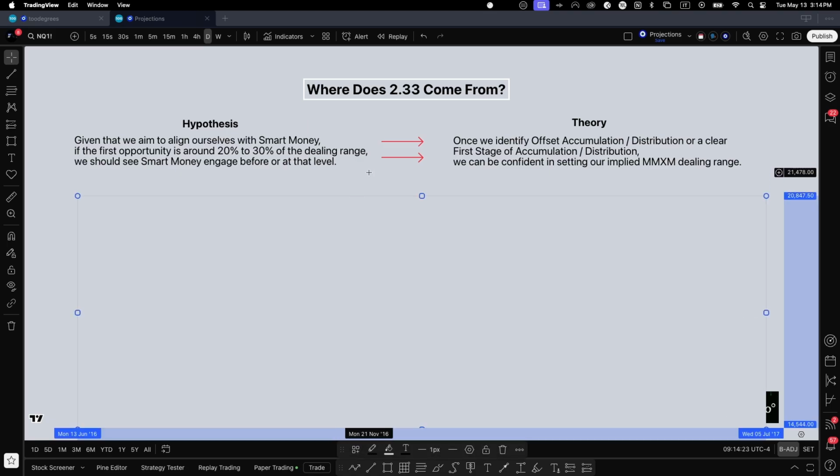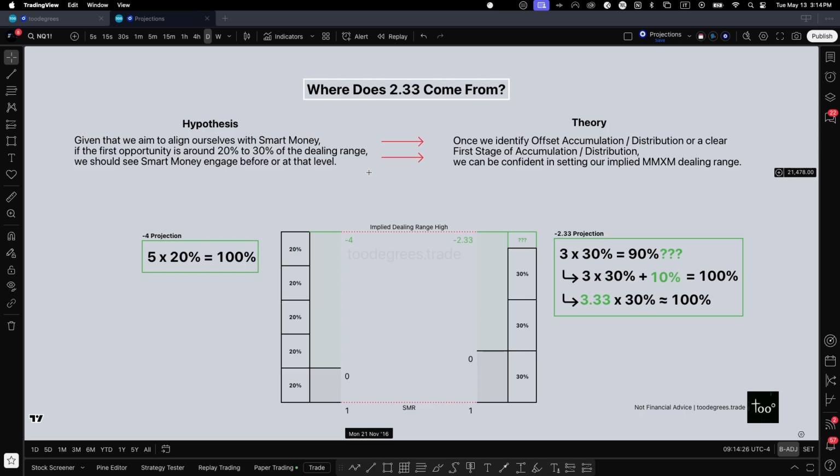So where does the 233 come from? This is where it comes from. It's actually like third grade math. All it's saying is that if we're between 20 and 30% of the dealing range, and we have offset accumulation or distribution, or a first stage of accumulation or distribution between 20 and 30%, it means that if it's exactly 20%, we multiply that range by 5 and we get 100% of the implied dealing range. For everyone that wonders where the -4 standard deviation comes from, this is it. People measure that little area with a 0 and the 1, so it's a 4, not a 5, because we measure it with the negative. So you have 1, 2, 3, 4, 5. This is where it comes from.